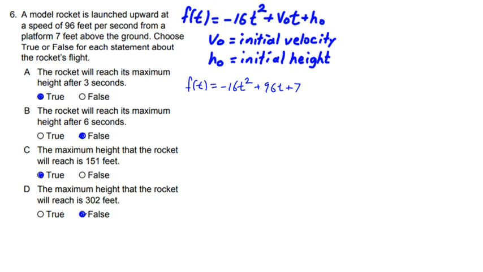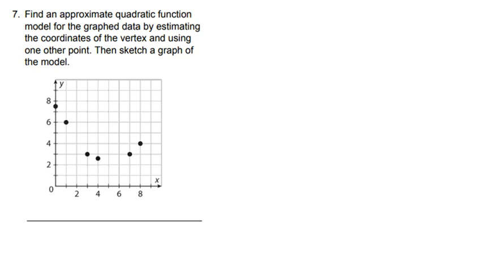Okay, let's go to problem 7. Find an approximate quadratic function model for the graph data by estimating coordinates of the vertex and using one other point. Now in this one, I'm going to allow a lot of flexibility just because you could choose like 5, 2. I'm going to choose 5, 2.5. Yeah, I think that fits pretty well.